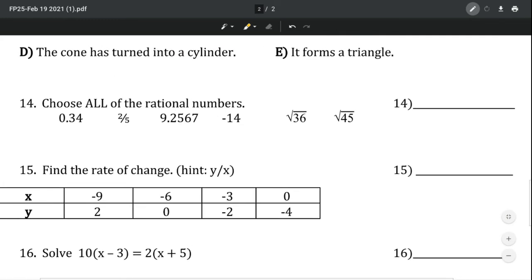Now, this is one I think you guys are pretty good at. We're choosing all the rational numbers, right? So rational, you see the word ratio, right? So any rational number can be expressed as a ratio. So immediately I'm like, bam, that's a ratio. A ratio is just a fraction, right? Can I express 34 hundredths as a fraction or a ratio?